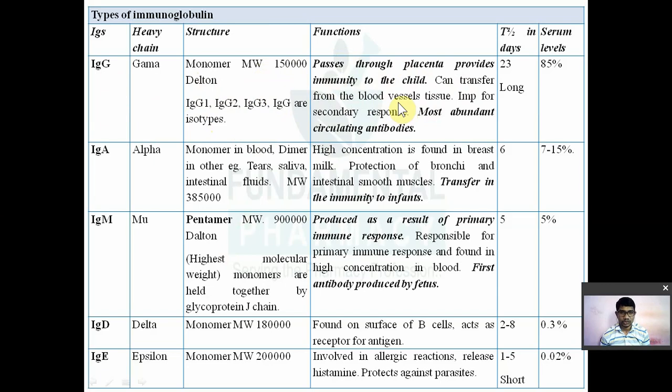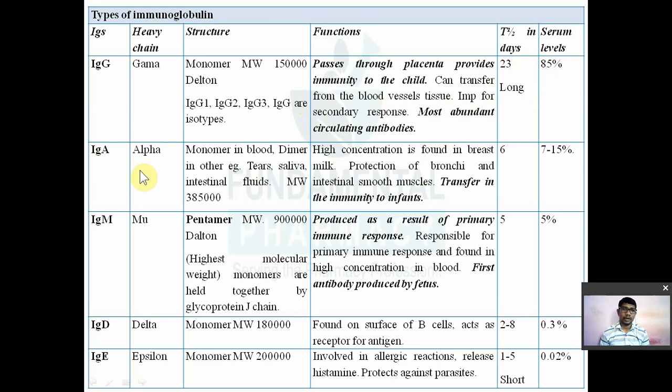Natural passive immunity. It can transfer from blood vessel into tissue. It is very important for secondary response. Most abundant circulating antibody in the blood. It is found most in plasma. You can see the T half of this is 23 days, so it has a long T half. Now serum level of this antibody is 85% in the blood. Highest serum level containing antibody, that is immunoglobulin G, or most abundant circulating antibody.